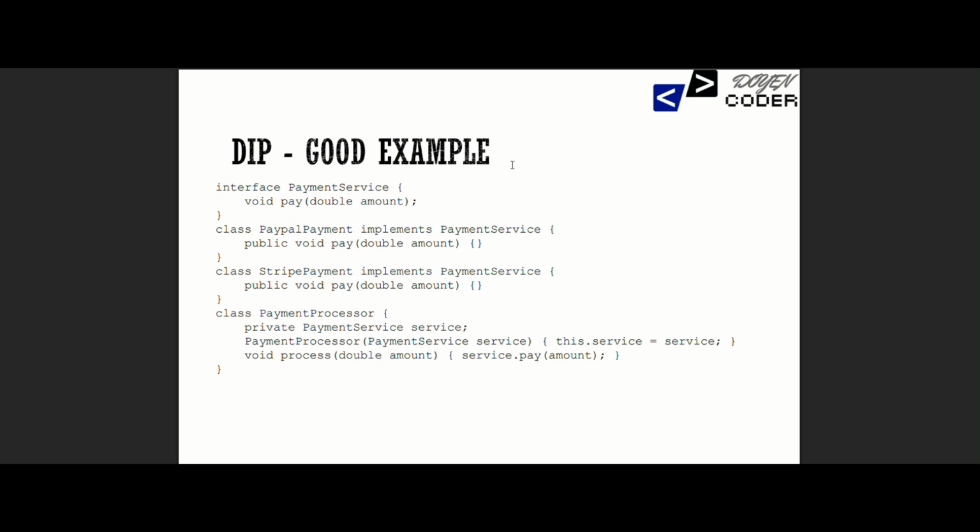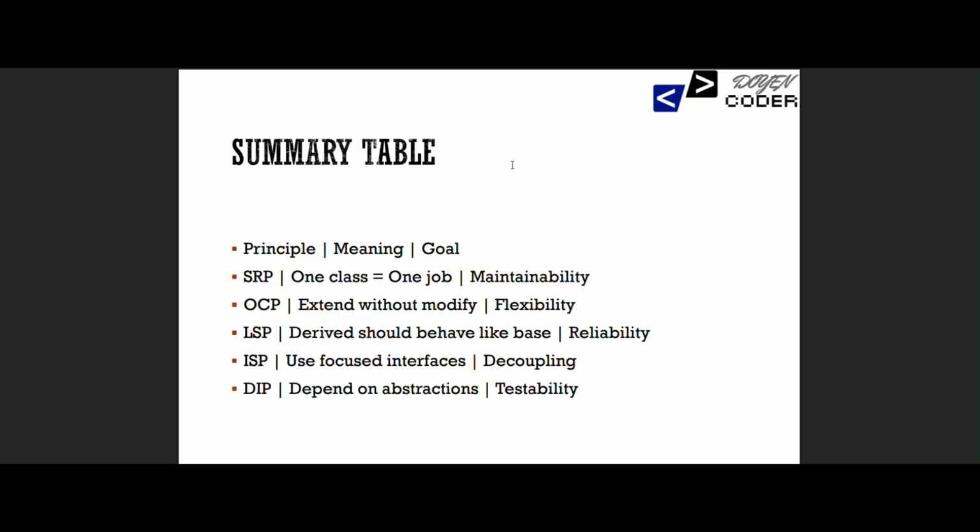Let me go to the next slide. It is a summary kind of thing. Here you can see SRP, the single responsibility principle: one class should have one job. Its goal is maintainability. OCP is extend without modifying. It is for flexibility. LSP is derived should behave like base. It is for reliability. ISP is focused interfaces. It is for low coupling. DIP is depend on abstraction. It is for testability. Okay, this is the summary for our SOLID principles.